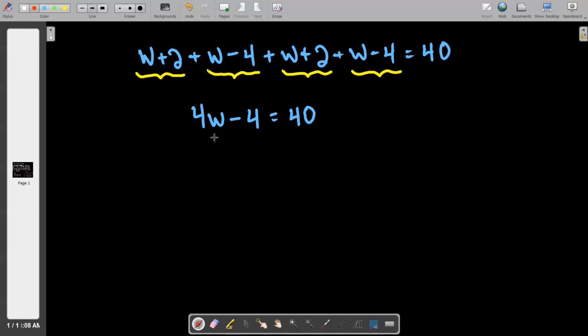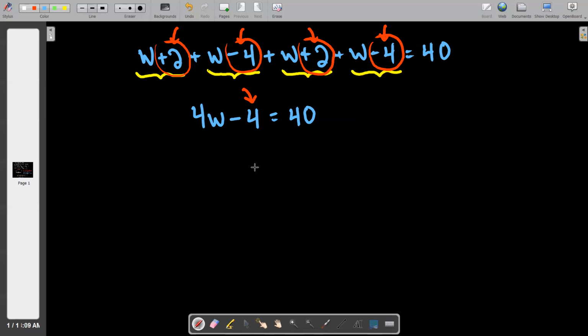And if anyone were to want to ask a question right now, like where did the minus 4 come from? It's a result of this 2 minus this 4, which is negative 2, plus 2, which is 0, minus 4, which is negative 4. We're just combining the constants together. We've done this hundreds of times at this point. And now it's just a basic, simple two-step equation.